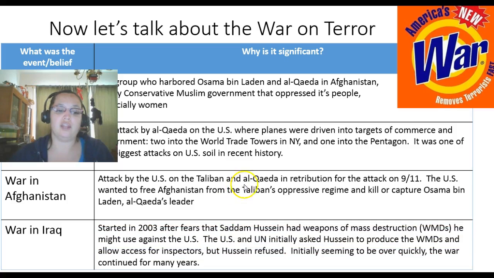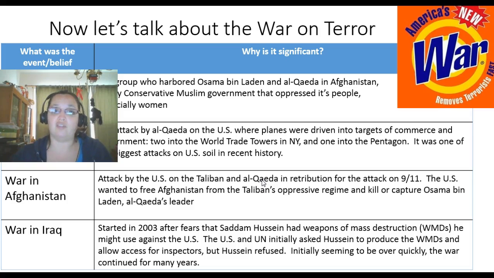You also have your war in Iraq, which was started in 2003 after fears that Saddam Hussein had weapons of mass destruction, the WMDs. These were chemical or biological weapons. The United States and the UN actually went to Saddam Hussein and said, look, after the first Gulf War, you agreed that we could come in at any time and inspect your weapon production and your missiles, so you need to let us see these. Saddam Hussein refused, and the United States ultimately went to war. They did not do so with the UN's blessing.